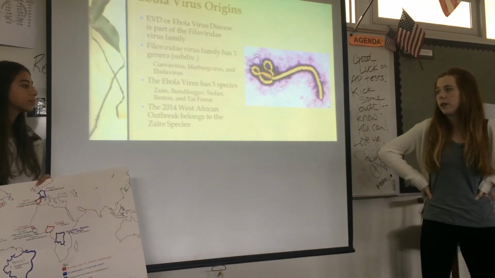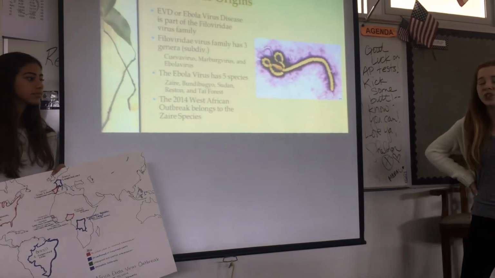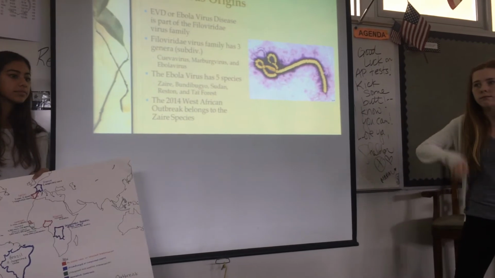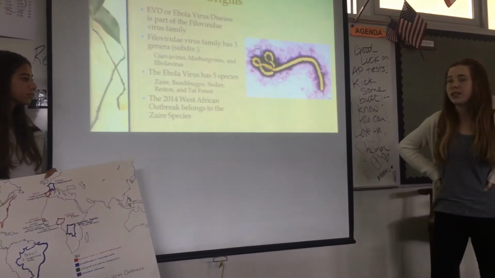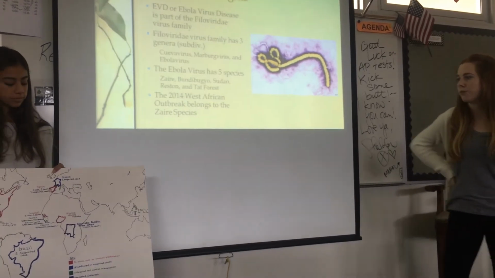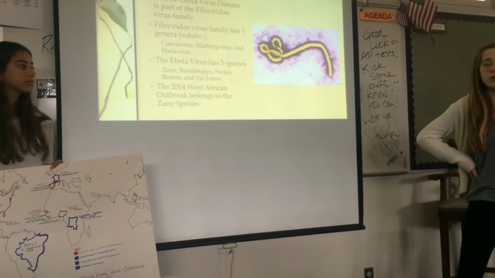So you can tell, there's a recent outbreak in 2014 in the West African region, and it's been worse than any virus or Ebola outbreak in the past. Since 1976, it's been the worst in 2014, and it belongs to one of the 5 species, which is the Zaire species.